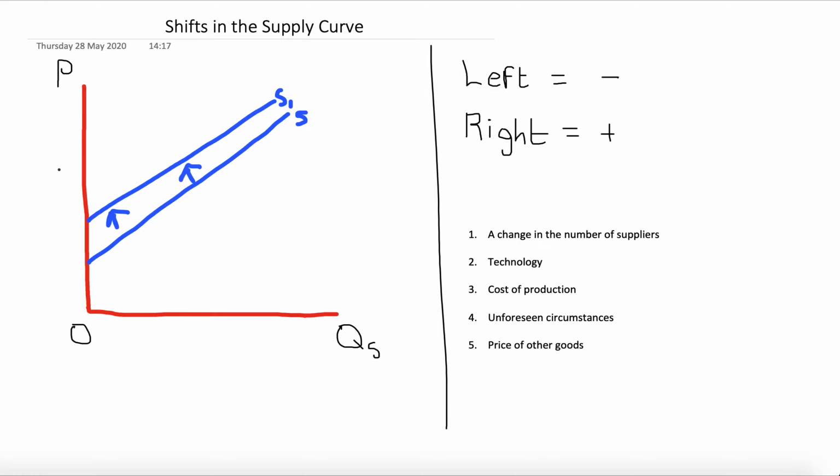What I'll do is I'll draw in P1 here. Okay, so originally we would have supplied this much, but when the supply curve shifts to the left, we supply this much, so the supply has fallen. Okay, we're moving towards our origin. And similarly, a shift to the right just means an increase in supply.